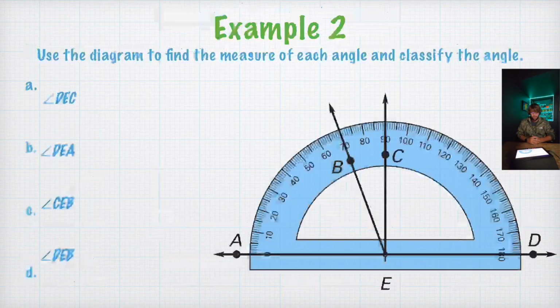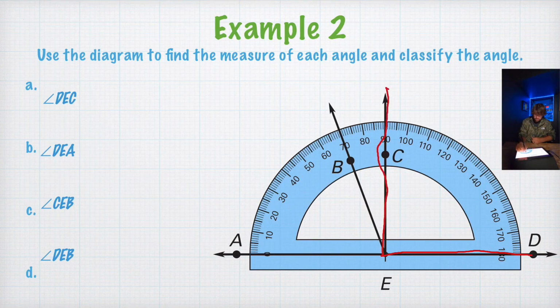Okay, so use a diagram to find the measure of each angle and classify the angle. So we're going to do this a couple of different ways. The first one we're going to be looking at is DEC. So I'm going to go ahead and label it DEC. Sorry, wow, that line got crazy. Okay, DEC.